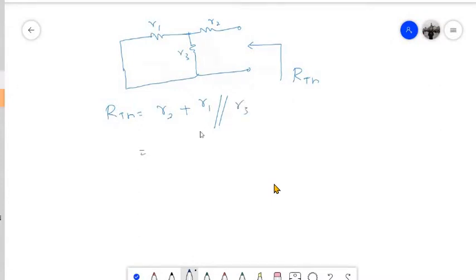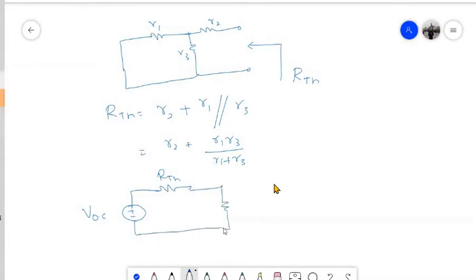So how to find the parallel combination of these two resistances? The equivalent resistance will be R1 R3 divided by R1 plus R3. Now this will be your RTH. And now the given circuit can be replaced by this open circuit voltage that we have computed in series with RTH, and then we will have the load resistance, that is RL.